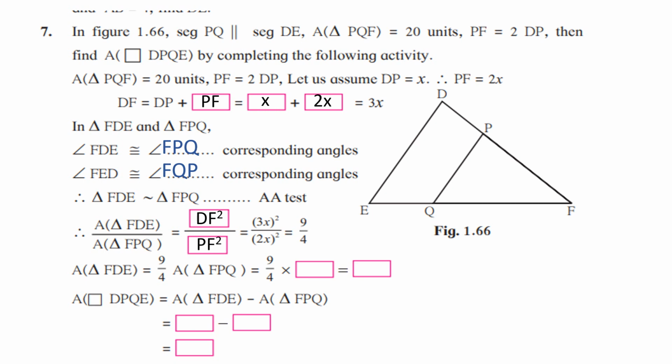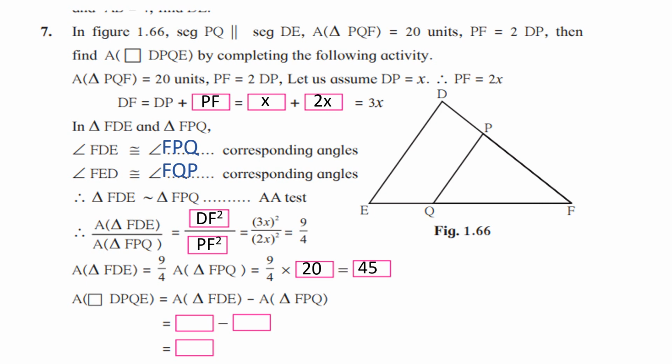DF we know is 3x, we found just above this. Now PF we already know is 2x. So it will be 3x the whole square and 2x the whole square, which will be 9x square upon 4x square. X square will get cancelled. What is left is 9 upon 4. We'll take area of triangle FPQ on the other side. It will be 9 upon 4 into area of triangle FPQ. That is equals to 9 upon 4 into 20. 4 5s is 20. The answer will be 45. That is area of triangle FDE.